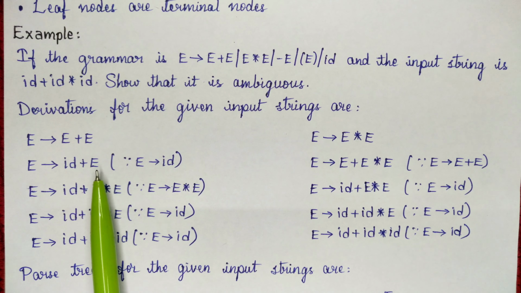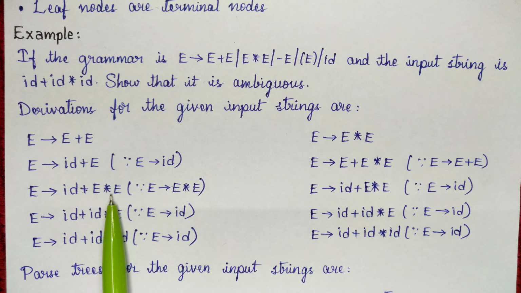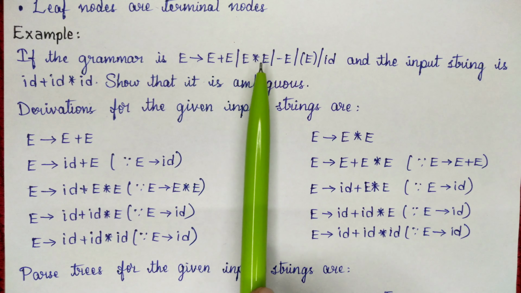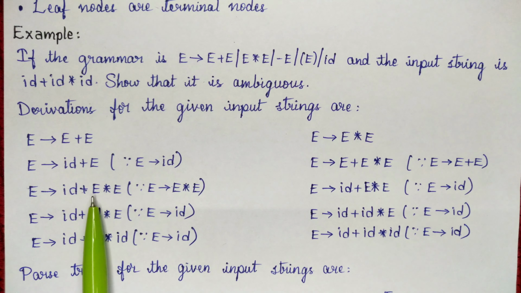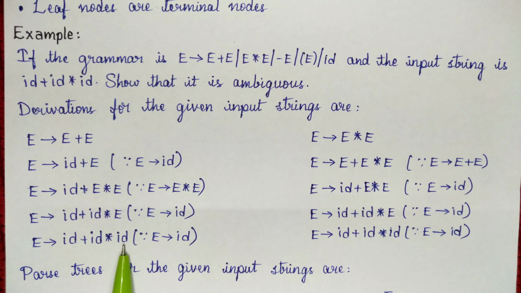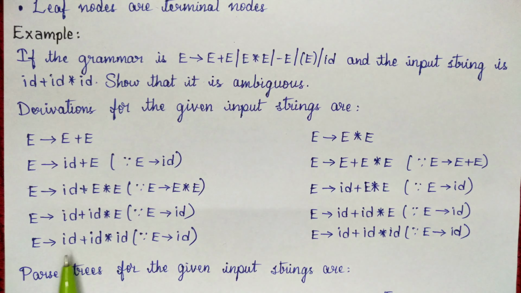Then next the non-terminal E produces E into E, as we have the production E produces E into E. Then both these E's produce ID one after the other from left to right, one in each step. This E produces ID and later in this step this E produces ID. So the required string ID plus ID into ID is obtained. So we can construct the parse tree with this.